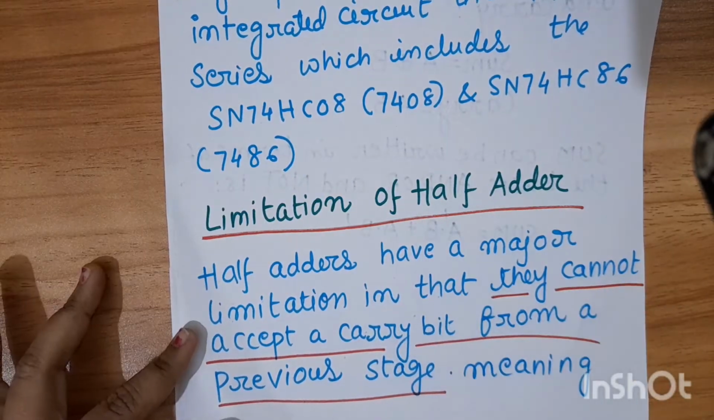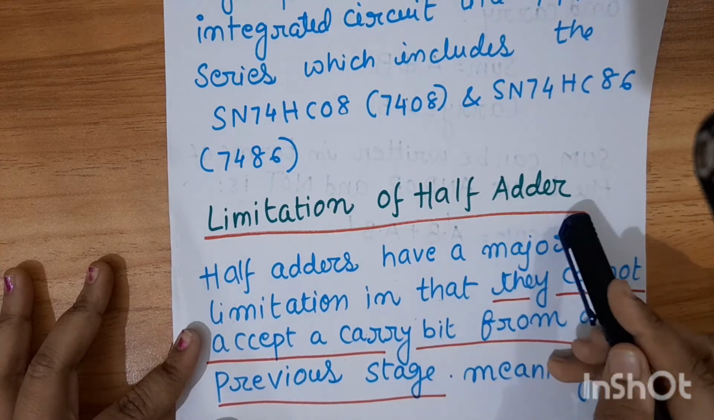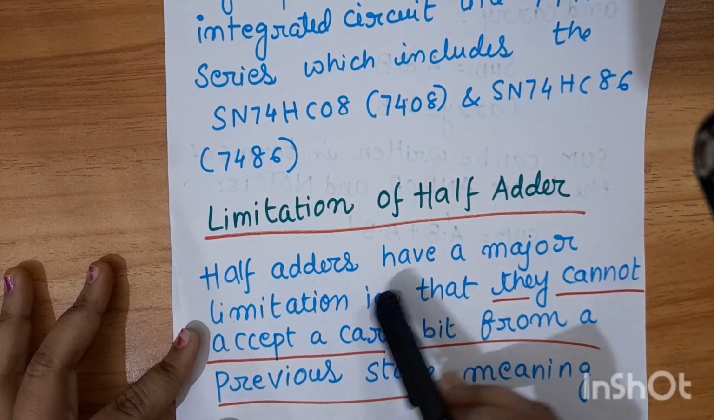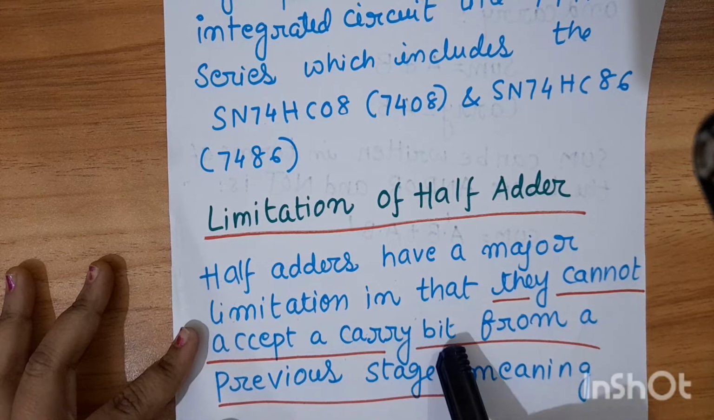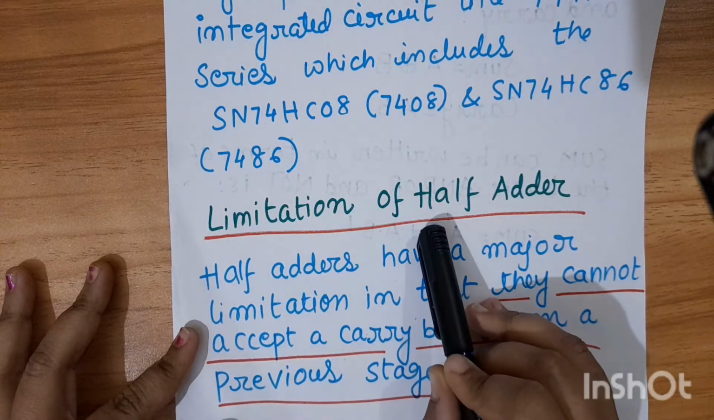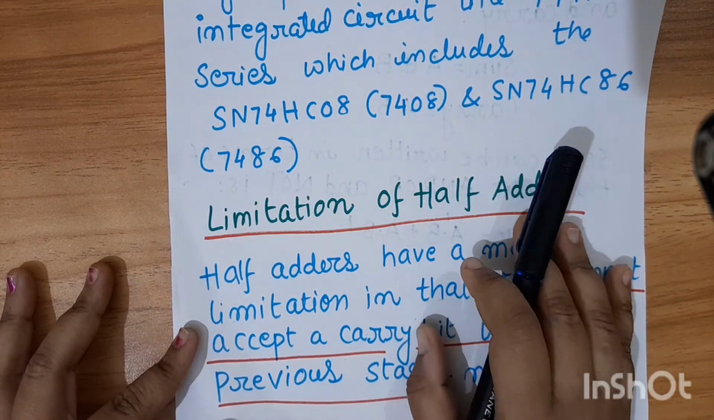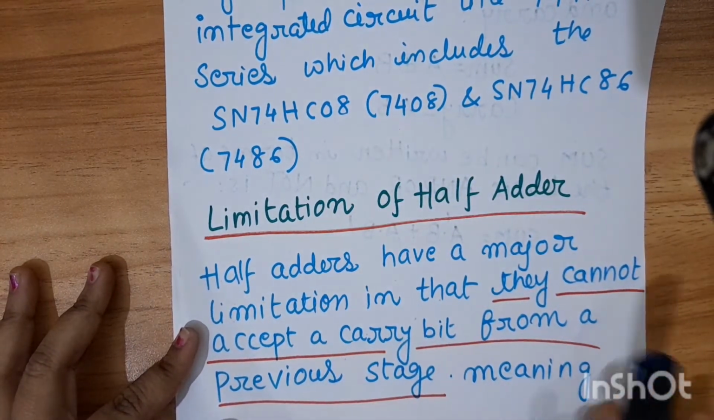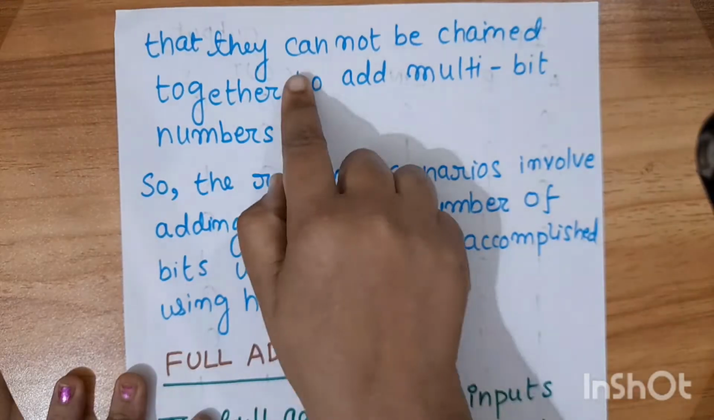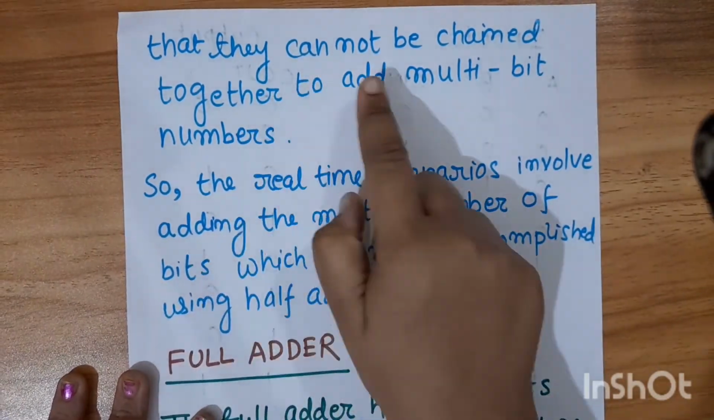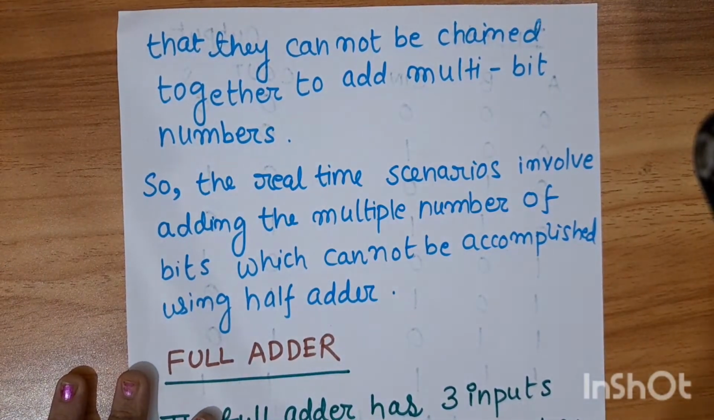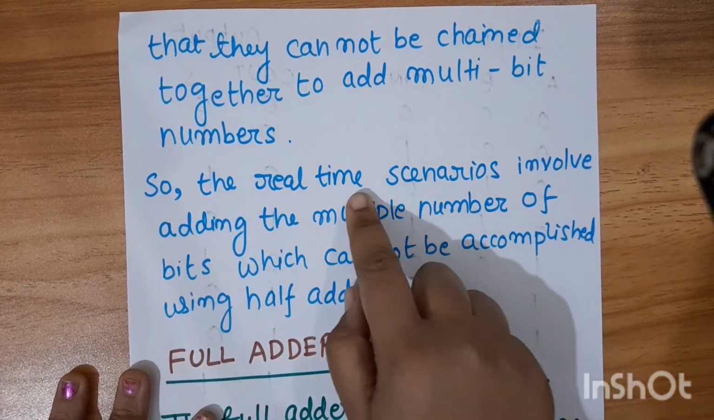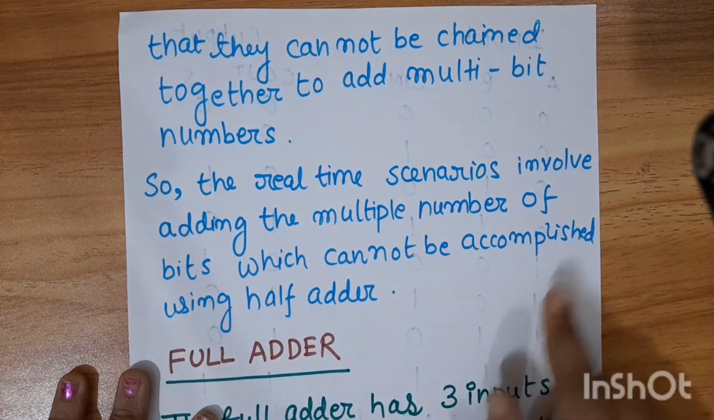Limitation of the half adder. Now we will see the limitation of the half adder. Half adders have a major limitation in that they cannot accept a carry bit from a previous stage. The half adder only has two inputs, A and B. It doesn't accept the carry generated from the previous stage, so they cannot be chained together to add multi-bit numbers. This is the limitation of the half adder. In real life scenarios, what happens?